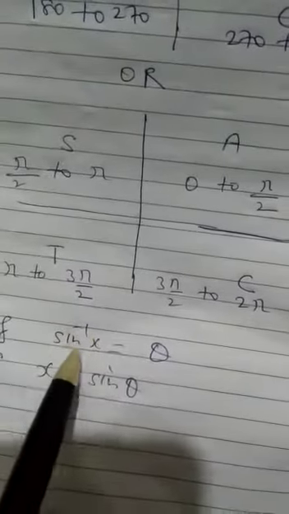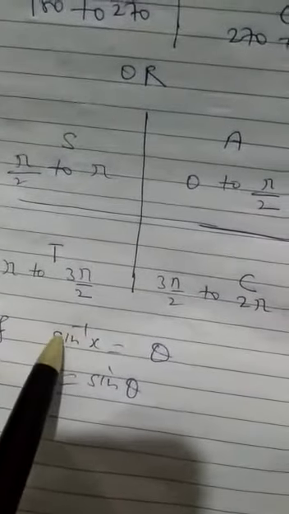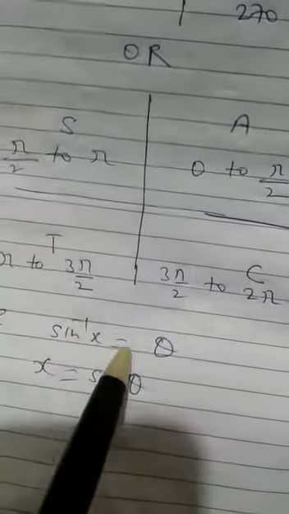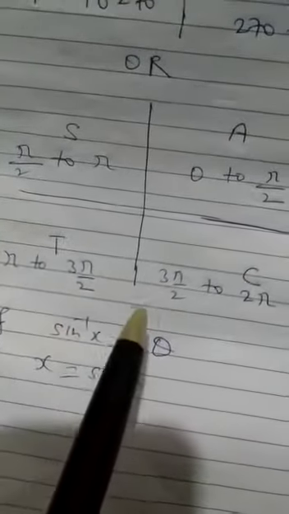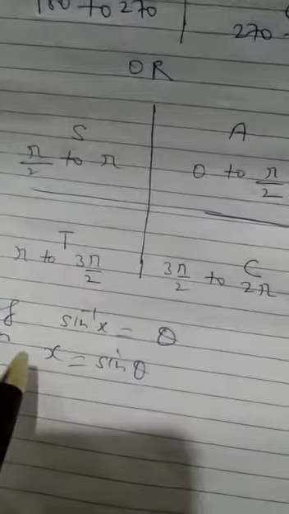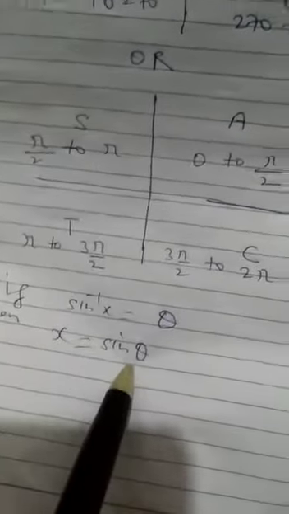This is very important. If sin inverse x is equal to theta, then transferring to the right side, you can write x is equal to sin theta.